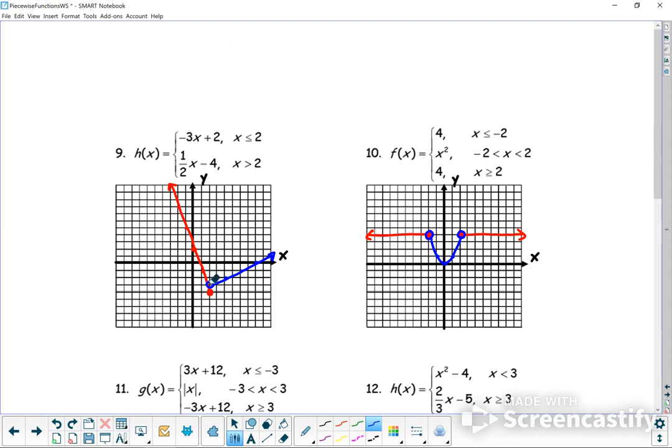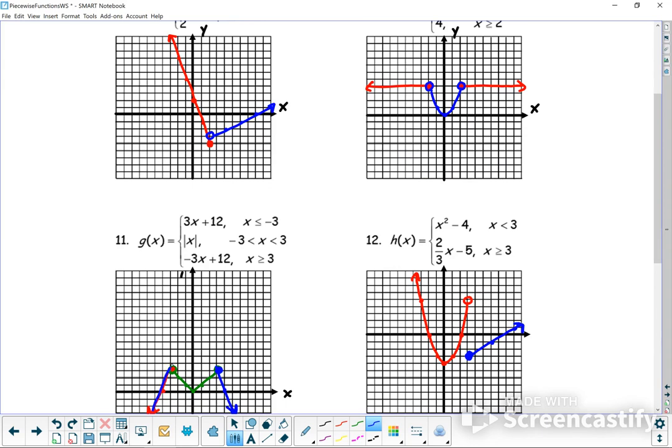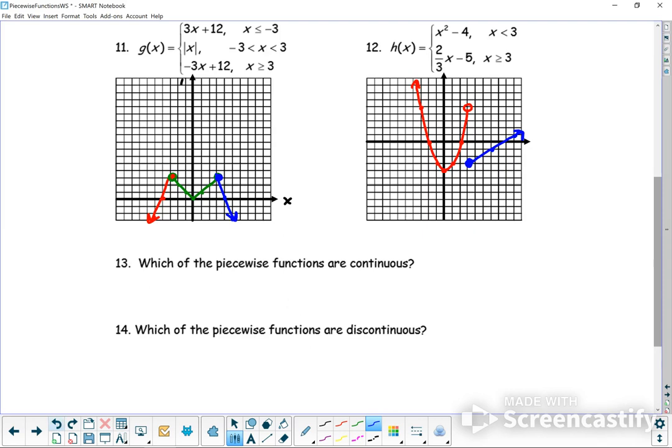9 is not, because with 9 there's a jump. 10 is, because I can go right on through. So 8, 10, and 11, because with 11 I can just trace that M without lifting my pencil up. So 8, 10, 11. Right, so which piecewise functions are continuous? It's going to be 8, 10, and 11. Okay, and if you look at the rest, which ones are discontinuous, right? So that leaves us with 7, 9, and 12. Okay.